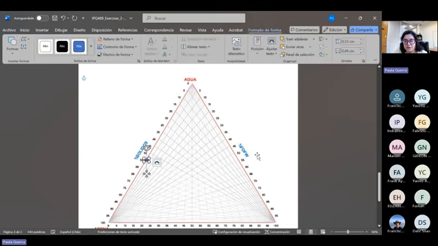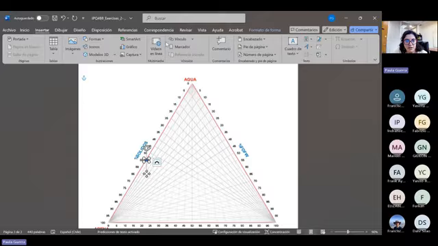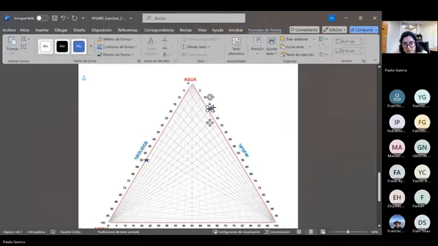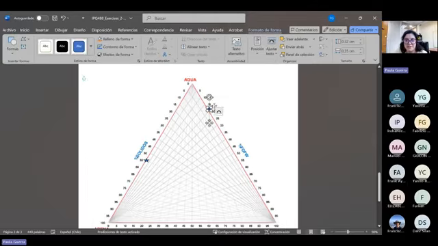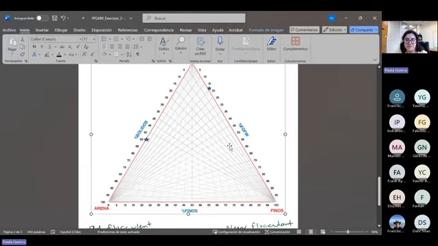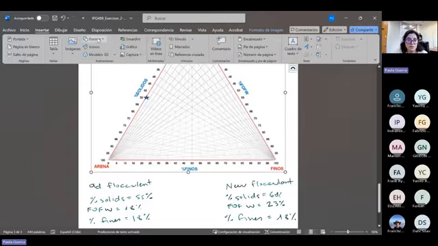Then the fine over fine plus water fraction was 18%. So that would be, oh wait, where is it? So that would be somewhere, I don't know, over here, I guess. Okay, more or less. And the percentage of fines was also 18%. Remember, that was a coincidence. It doesn't have to necessarily turn out that way.